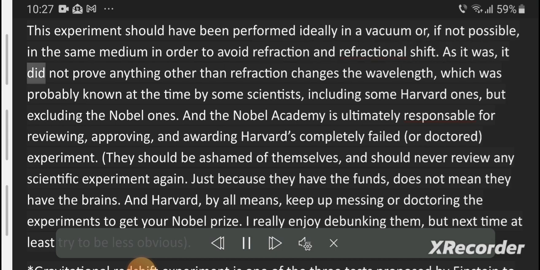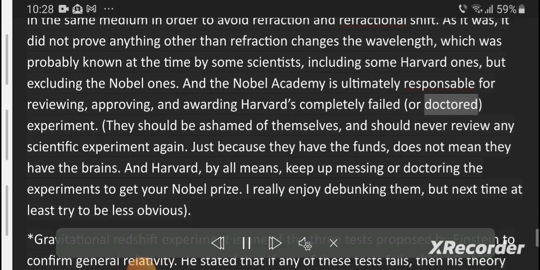As it was, it did not prove anything other than refraction changes the wavelength, which was probably known at the time by some scientists, including some Harvard ones, but excluding the Nobel ones. And the Nobel Academy is ultimately responsible for reviewing, approving, and awarding Harvard's completely failed, or doctored, experiment.